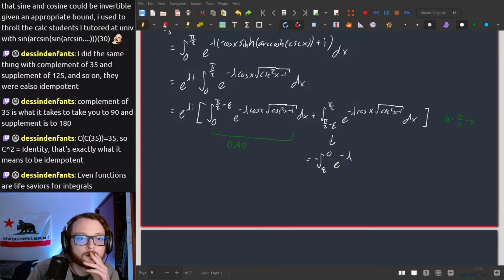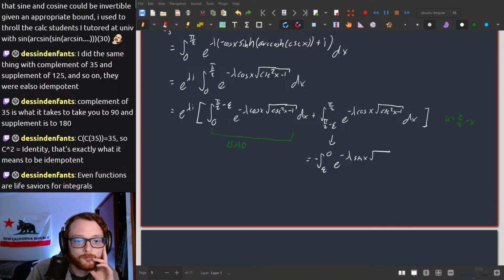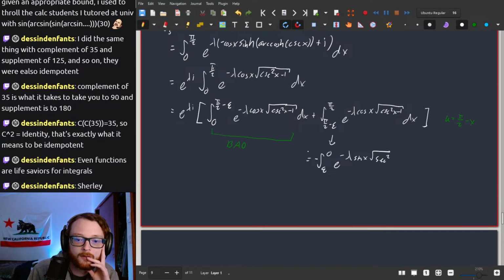Cosine of pi over 2 minus x, surely that's sine. And don't call me Shirley. It sure is. Cosecant of pi over 2 minus x, who the heck knows? It actually is secant. You had one job, Desmos. Unbelievable.